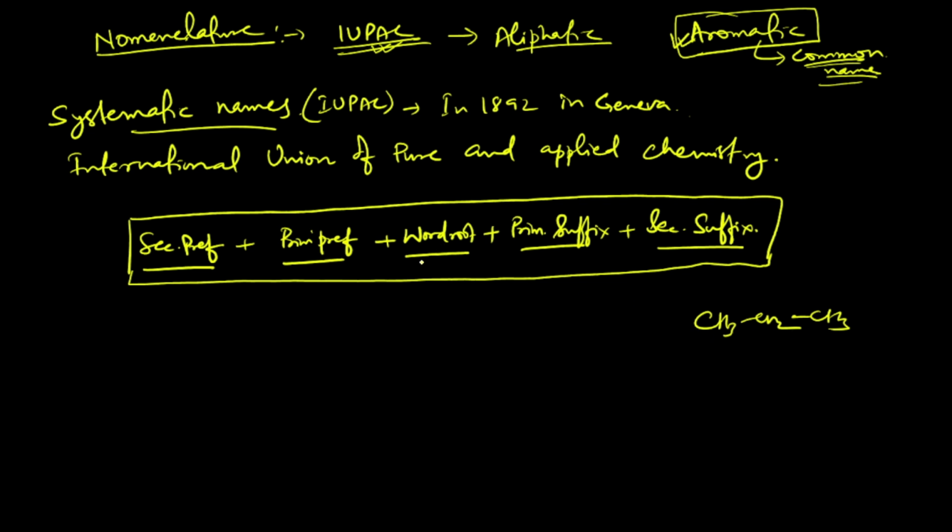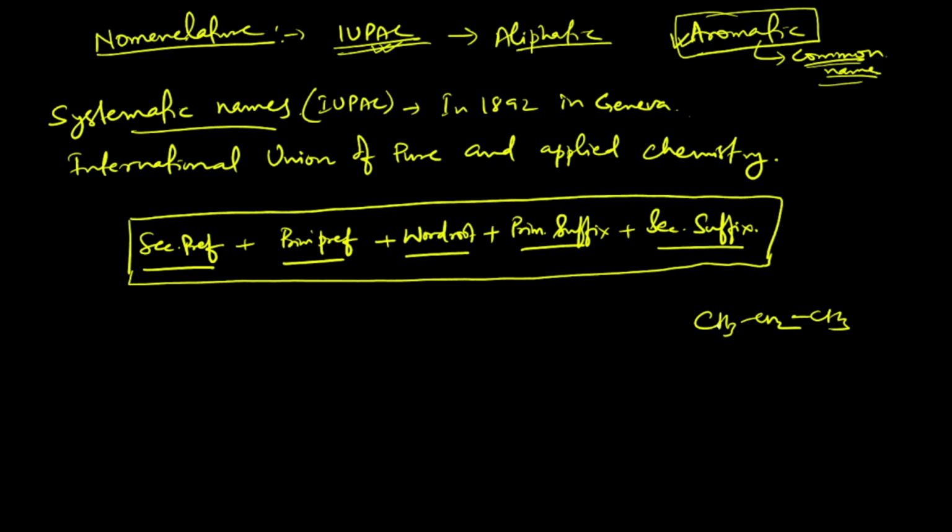According to word root you put, according to primary suffix you put, according to secondary suffix you put, according to primary prefix and secondary prefix. If suppose secondary suffix is not there, you put 0. If primary prefix is not there, you put 0. If secondary prefix is not there, you put 0. Likewise, you do it, okay? And then finally, you write the name equal to propane.